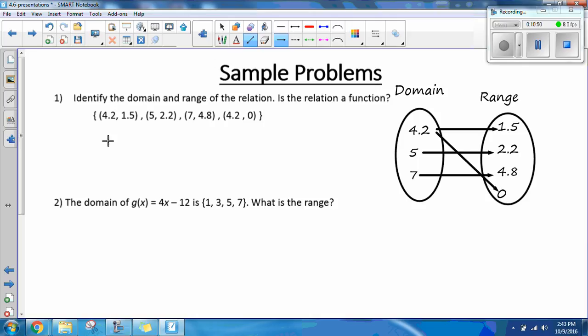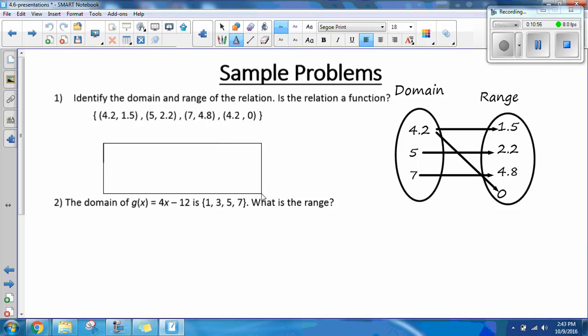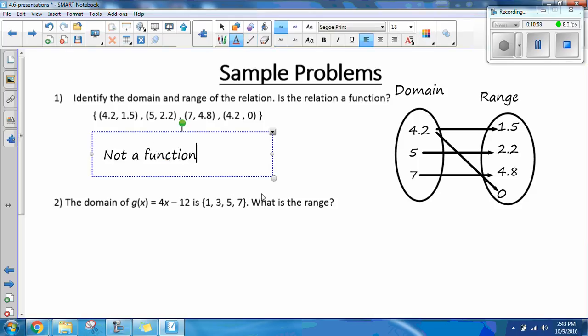So this is not a function because each value in the domain does not map to one value in the range. 4.2 maps to two different values in the range, so this will not be a function. And if I were to graph this at x equals 4.2, I would have a point at 1.5 and a point at 0, so then it would not pass the vertical line test either.